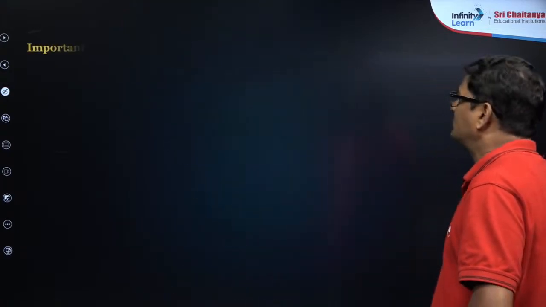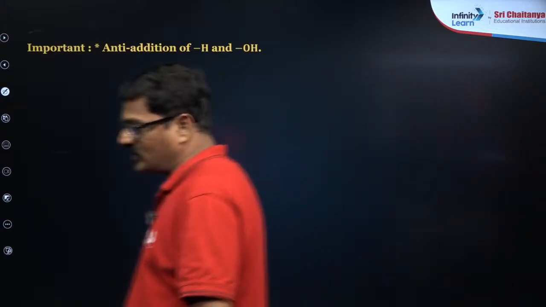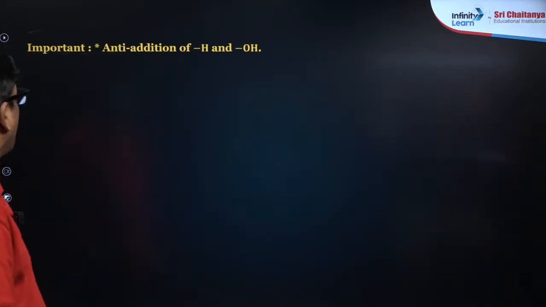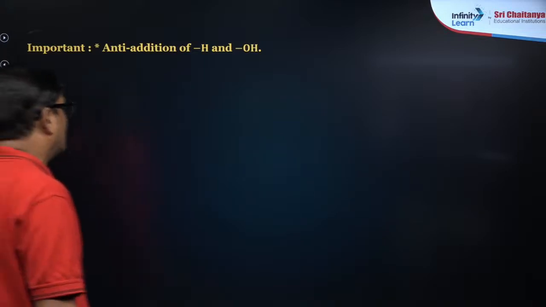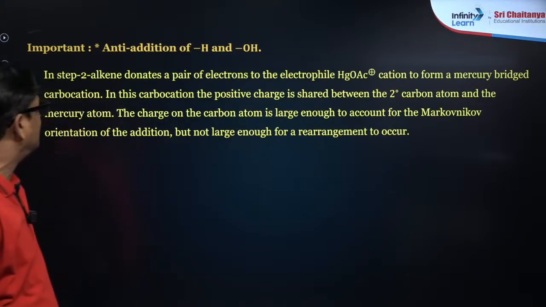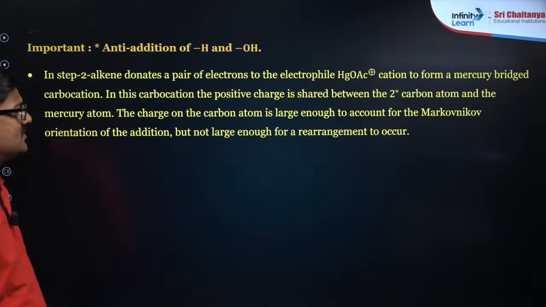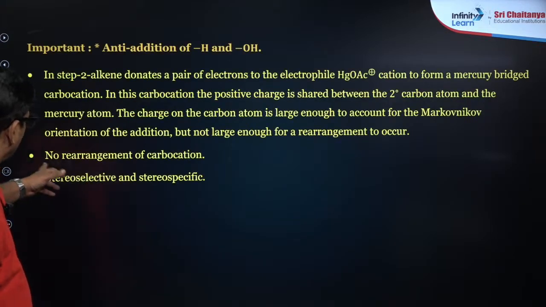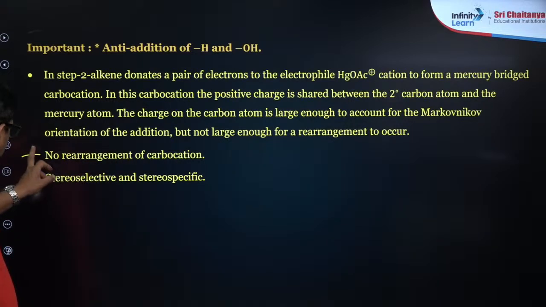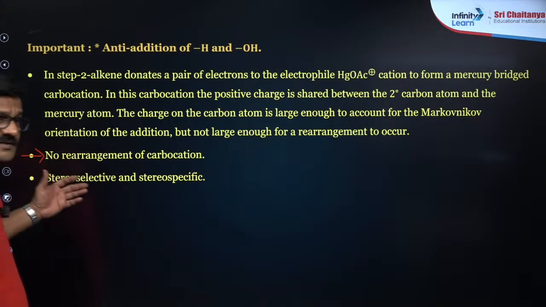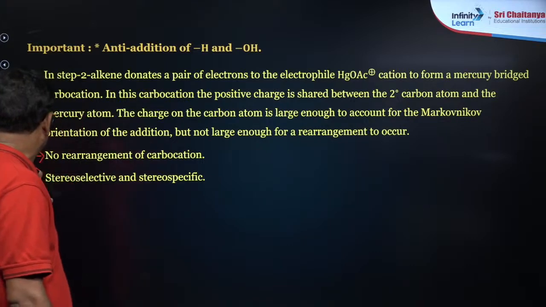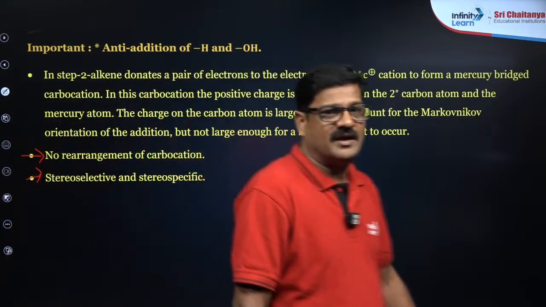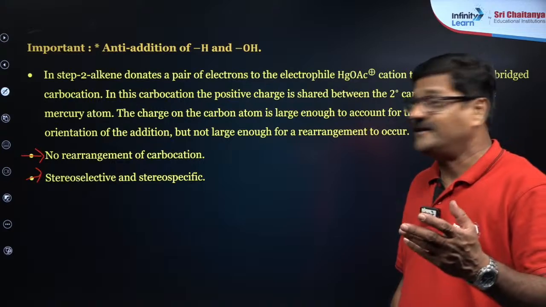Talking about the important points of oxymercuration-demercuration, it is anti-addition of hydrogen and OH groups. In step 2, the alkene donates the pair of electrons to the electrophile HgOAc. This is a note, whatever I explained, that is a note. No rearrangement of the carbocation, that is an important point, because the carbocation is not at all forming, and this is stereoselective. The product formed, according to the stereochemistry, is anti-addition.